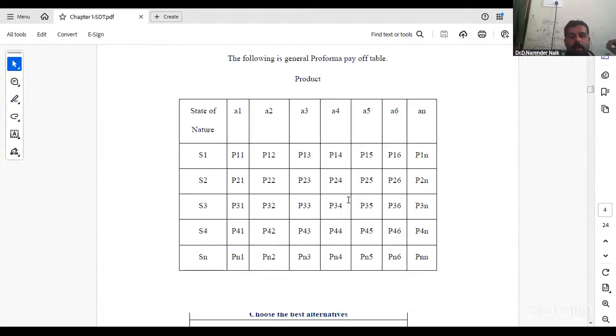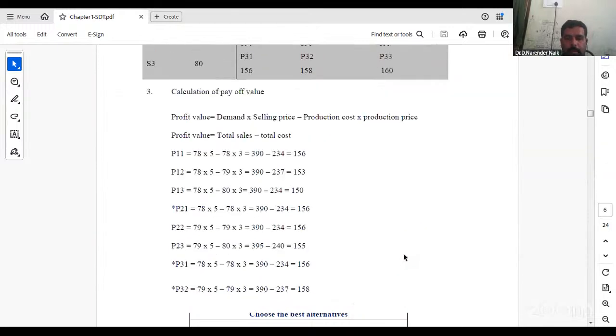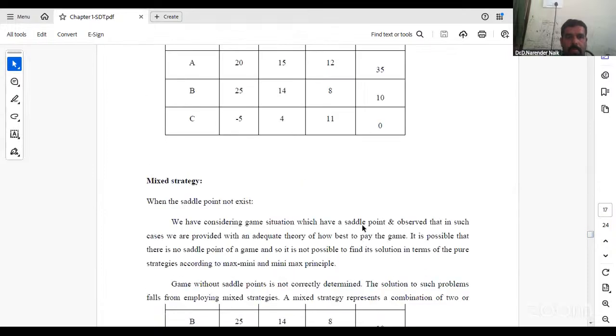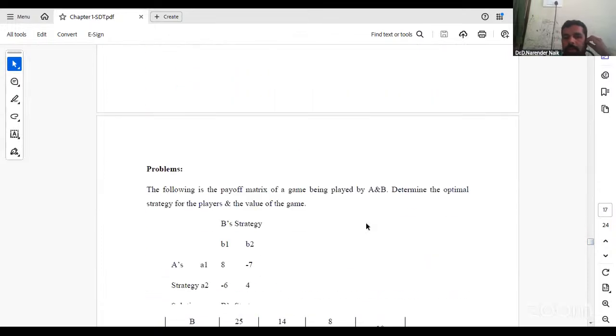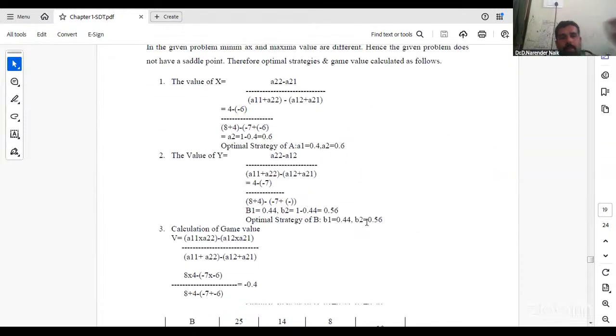Okay, so this is the payoff table, and these are the places where we decide. Just now we have seen that in a game there is a saddle point: first row first column, first row second column, second row first column, second row second column, in this way. So in mixed strategy, these are the problems we are discussing now.